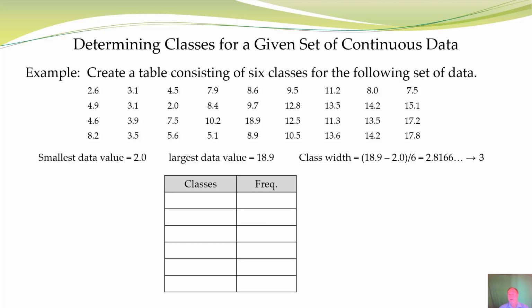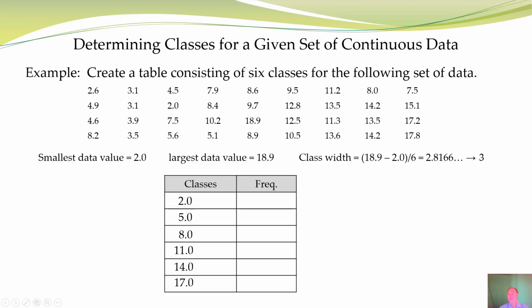So now I create my table. I start with the first lower class limit to be my smallest data value, 2.0. Now I add my class width to it, so 2.0 plus 3 is 5.0. Add the class width again, 8.0. Add class width, 11, 14, 17. They would be the lower class limits.